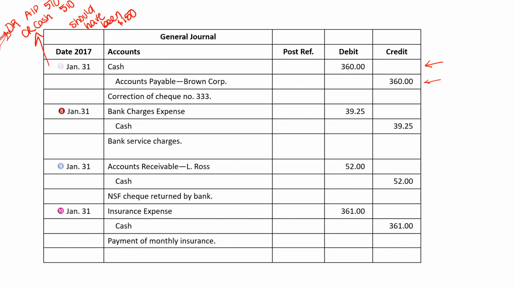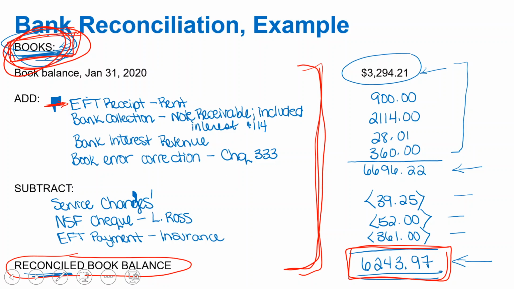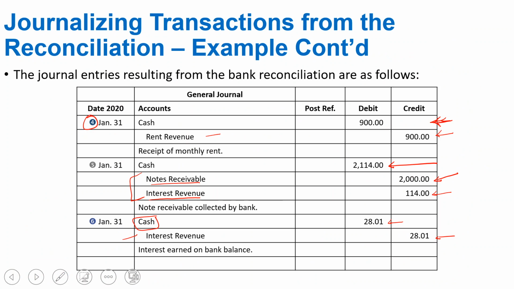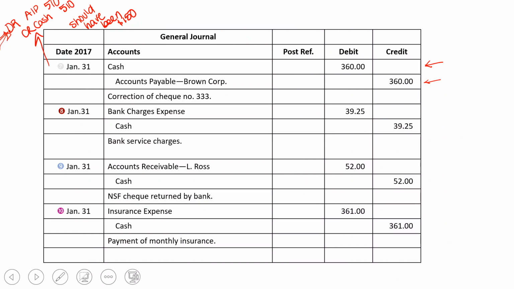Number 8 said that there were bank service charges of $39.25. So now, if I look back quickly here, we've moved to the items that were getting subtracted on the books portion. So now when we subtract here, it means cash out. So we're going to credit cash in our journal entries. So number 7, we're crediting cash because the bank took this money out and it was a bank charge expense. So we'll debit bank charges expense for that. Or you could say bank service charge expense, something like that for that account name.